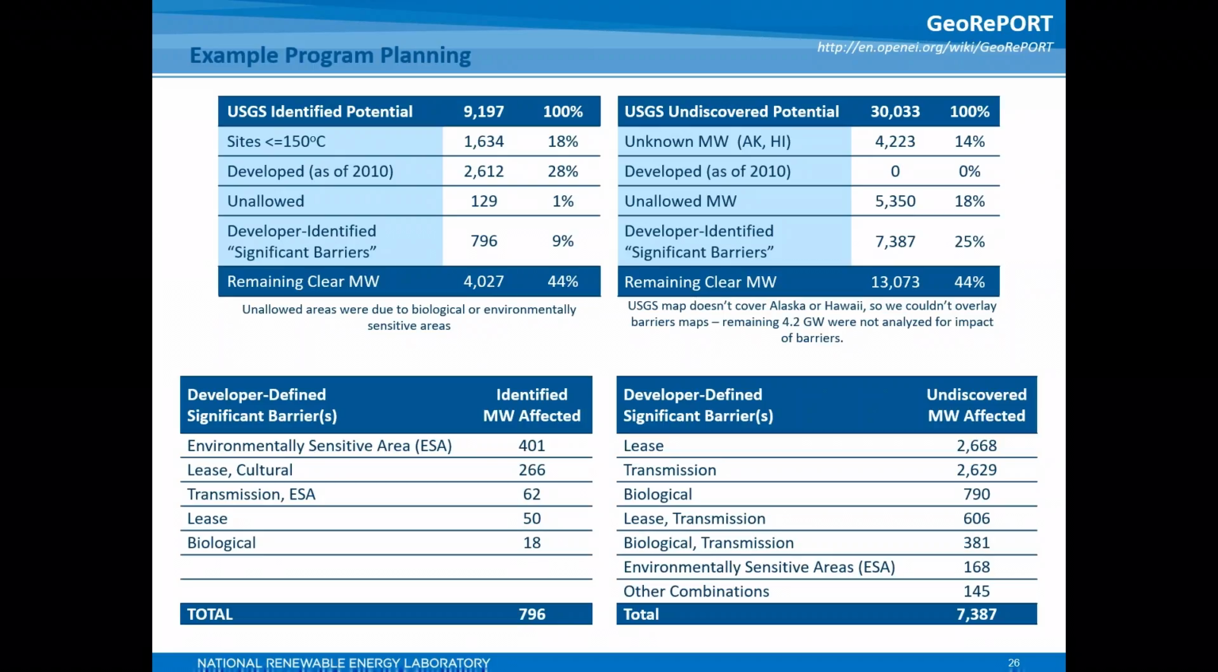GTO's forthcoming GeoVision report includes a roadmap for addressing and overcoming the most critical barriers to geothermal development in the U.S. These data provide a baseline from which improvement can be measured.